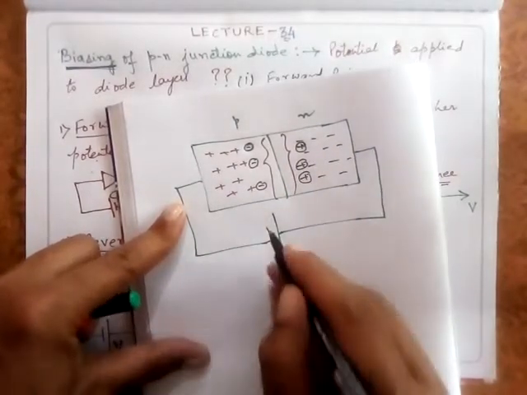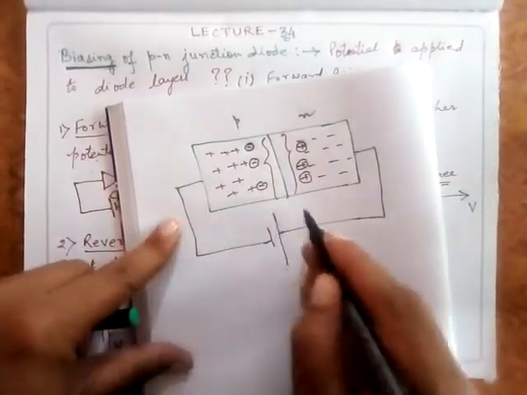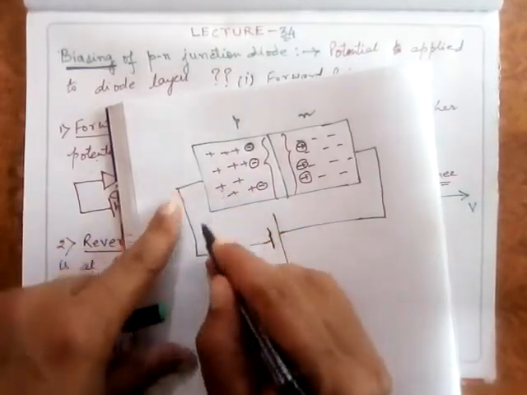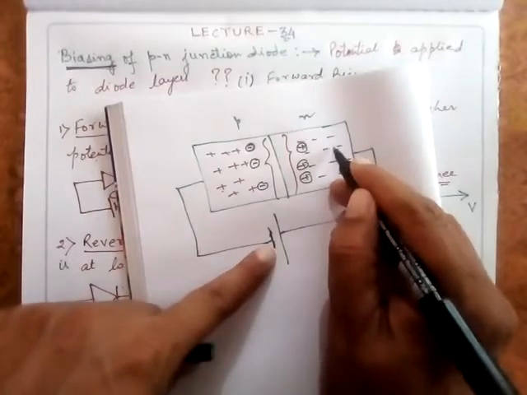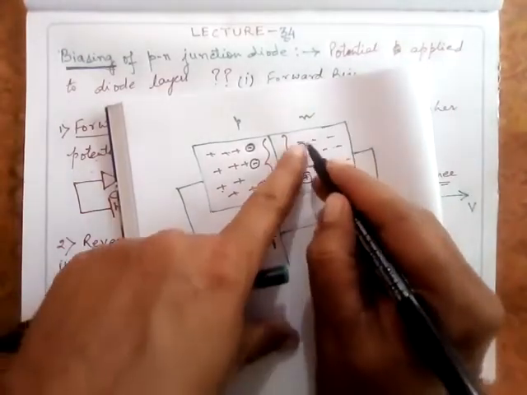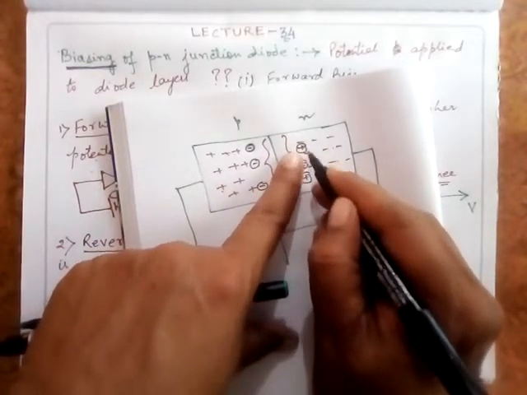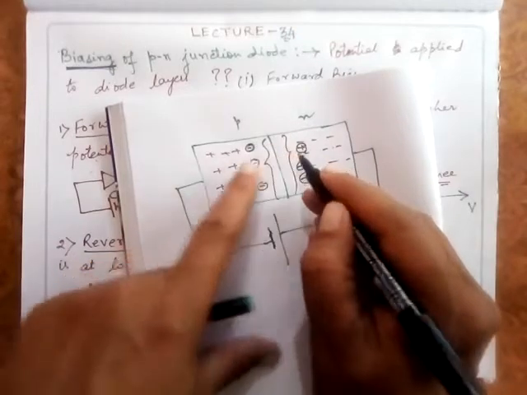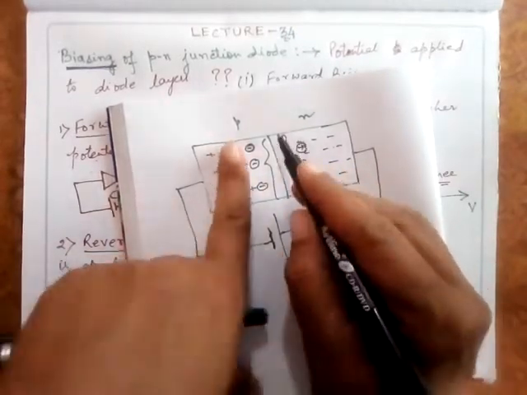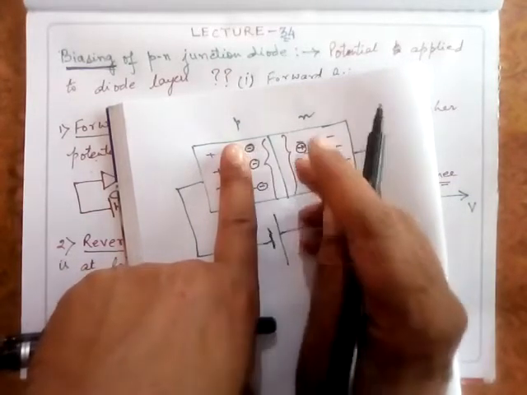Now what will happen when this is in this format? One type of explanation I'm telling you is that these holes will be attracted by the negative terminal of the battery, and these electrons will be attracted by the positive terminal of the battery. Now, when this electron is shifted from here, leaving behind only this positive ion, this donor ion, similarly, when this hole moves this side, leaving behind only this negative acceptor ion, immobile ions.